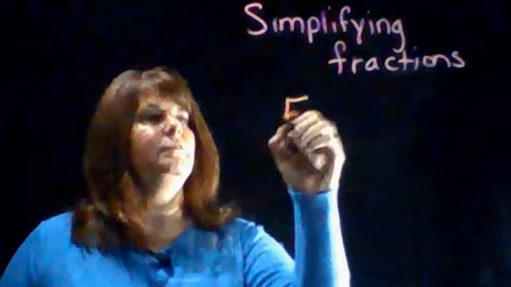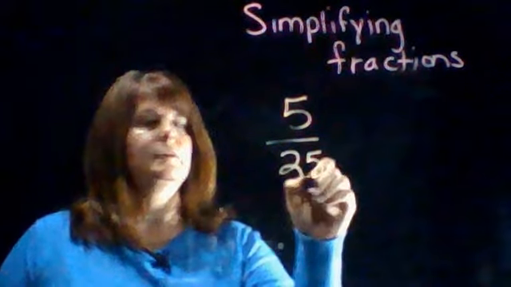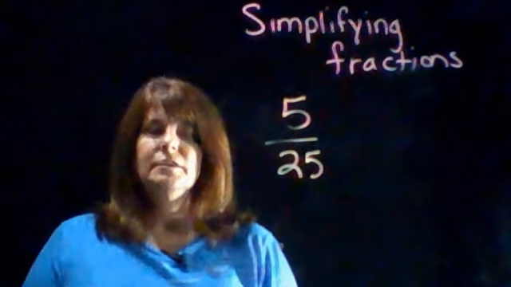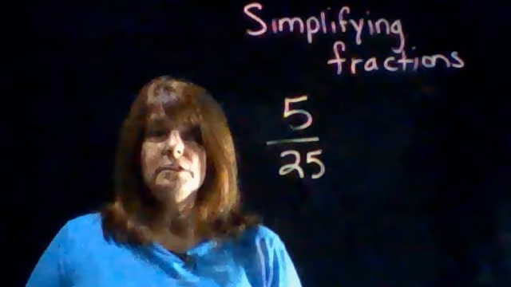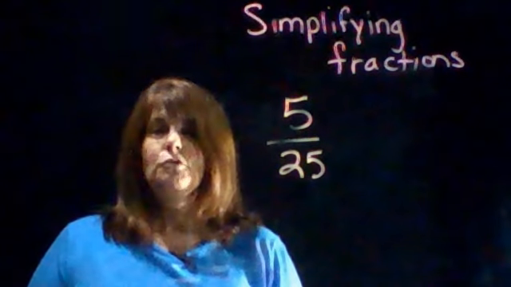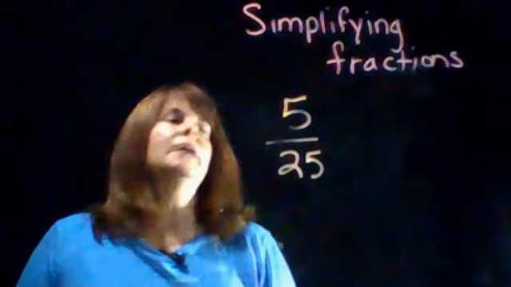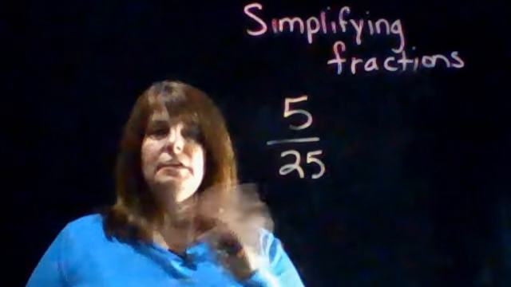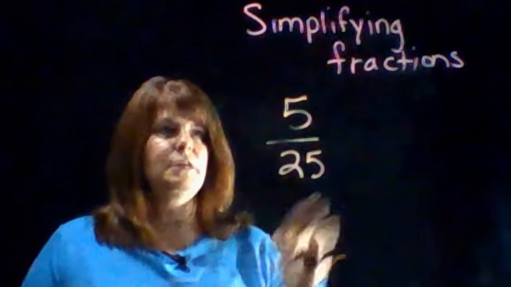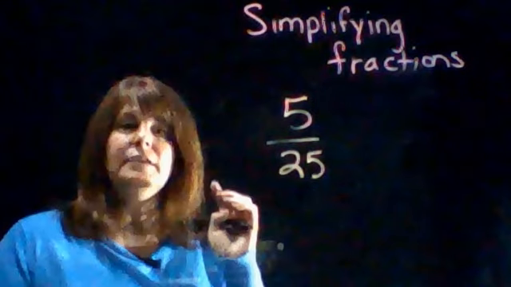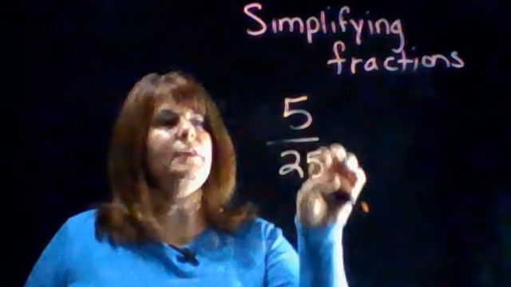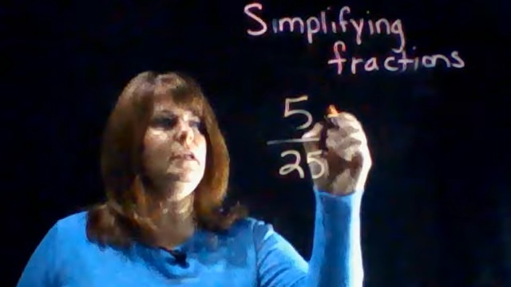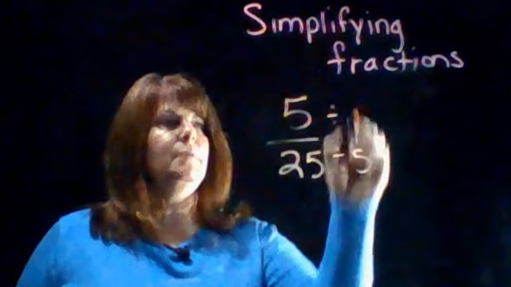Okay, let's look at one more example. How about 5/25? Okay, so can 2 go into those? No, they don't have a 2, 4, 6, 8, or 0. On 3, we add the digits, so 5 cannot be divided by 3, so we're done there, and 9, we can't do that. What about 5? Well, they both end in 5, so I can do divided by 5.